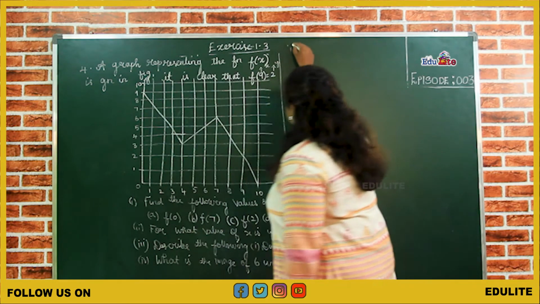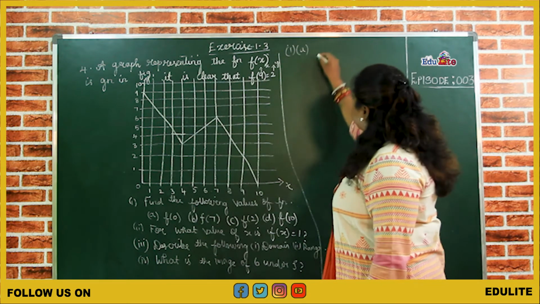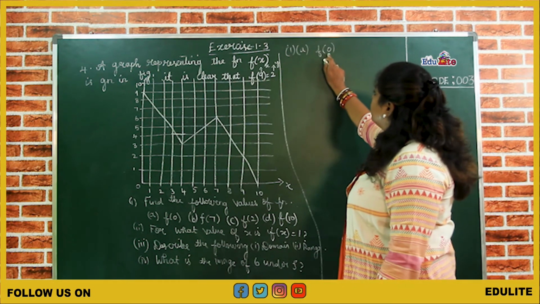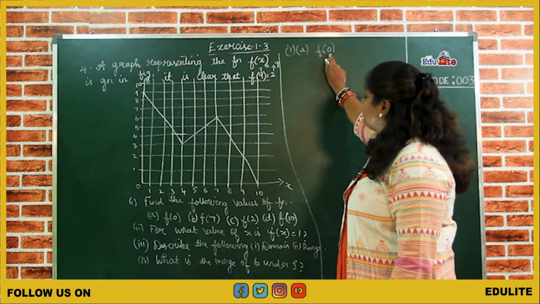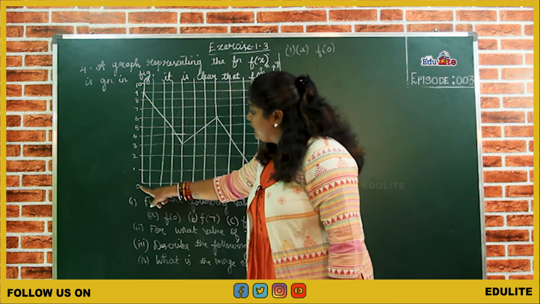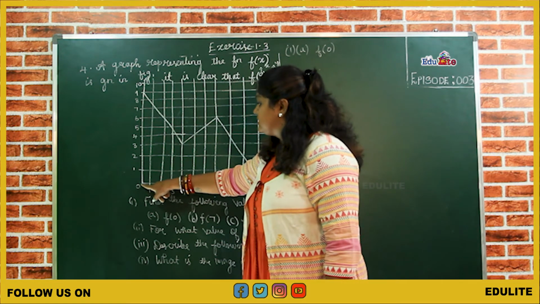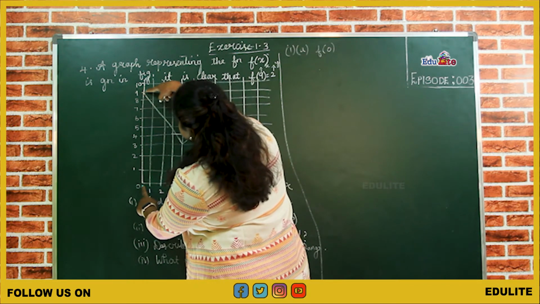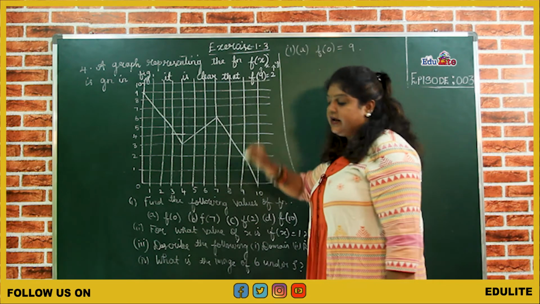In the first subdivision, for problem A, we are asked to find f of 0, which means, as I already told you, the term within the brackets represents the x axis. So when x value is 0, we have to find the value of y. When x is 0, the value of y is 9. Therefore, f of 0 is equal to 9.